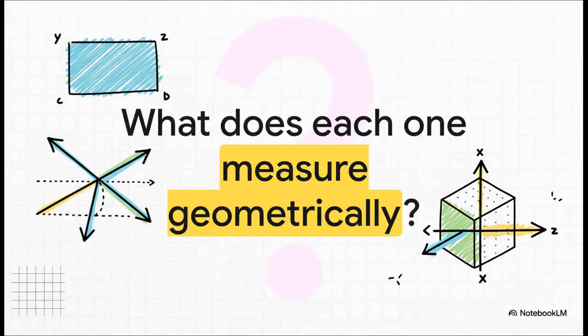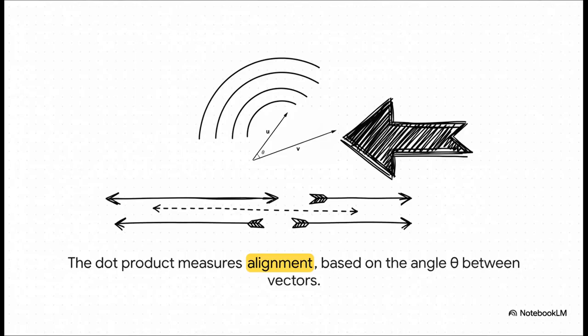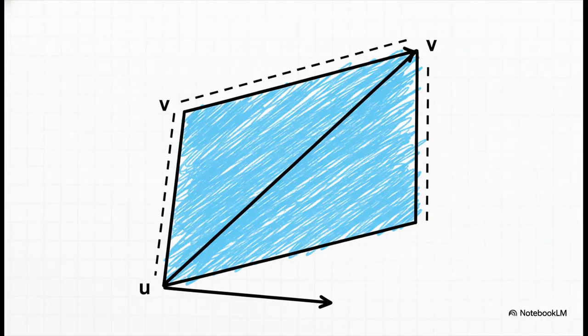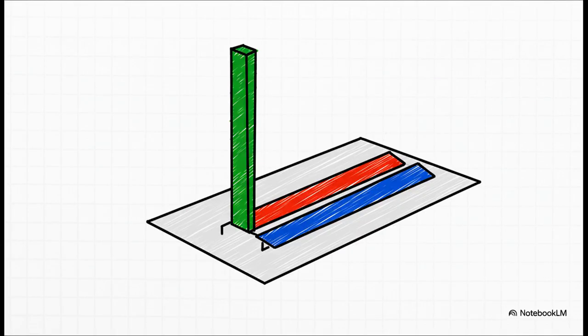Okay, so what do these things actually mean? Let's look at the geometry behind them. The dot product is all about alignment. Think of it as how much one vector agrees with the other. Yeah, it's basically the projection of one vector onto another, kind of like its shadow. Now, the cross product's magnitude, that's the area of the parallelogram these two vectors create. And the new vector it creates? It's always pointing straight out, perpendicular to the first two.